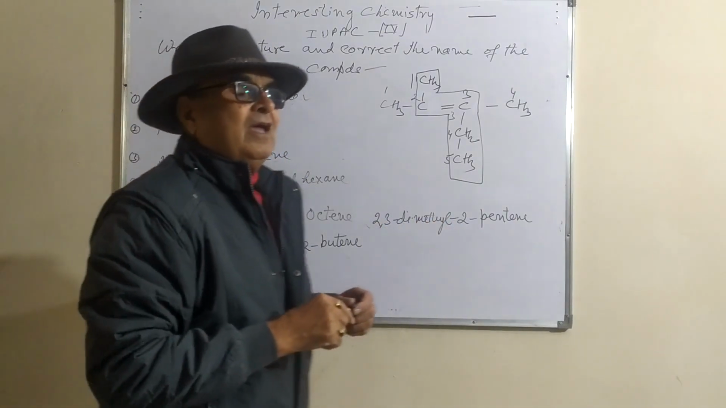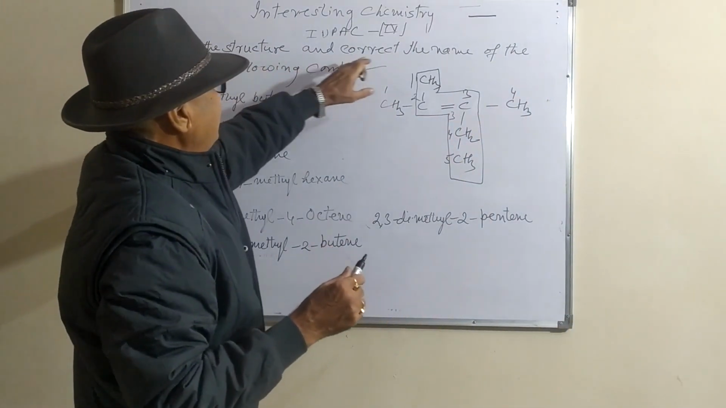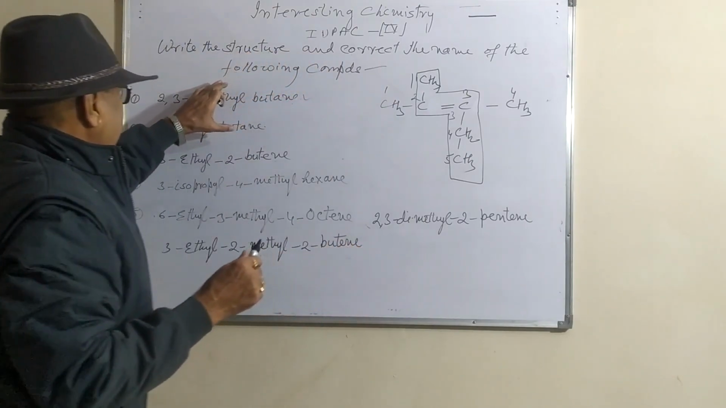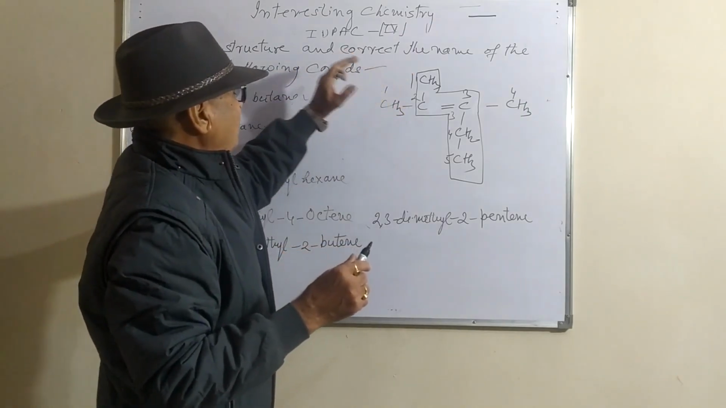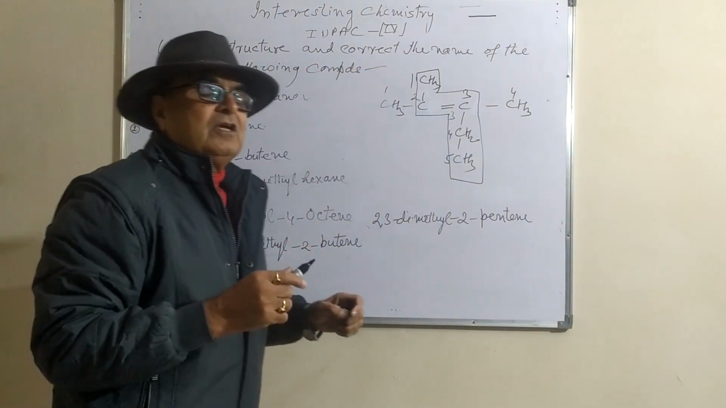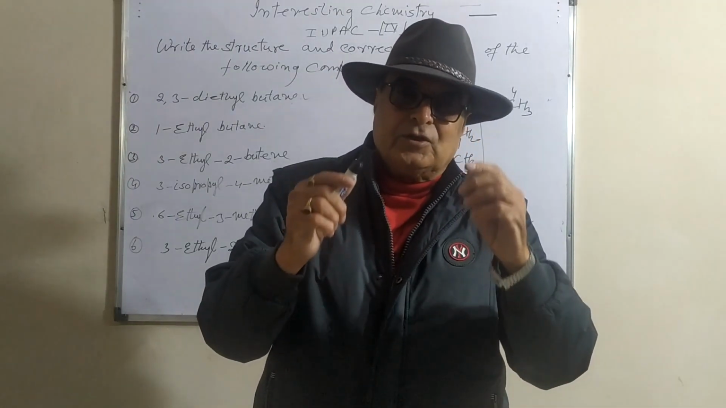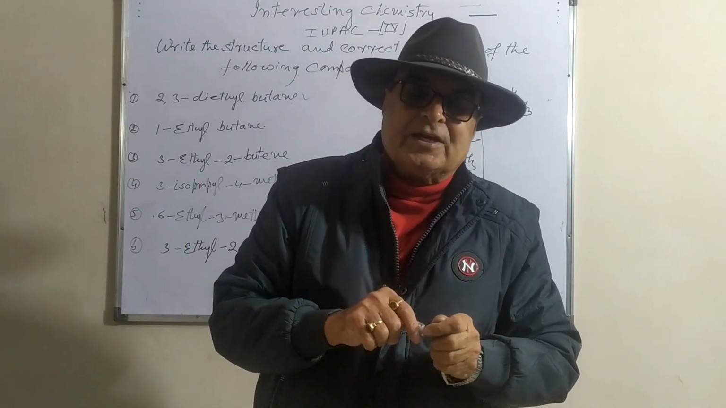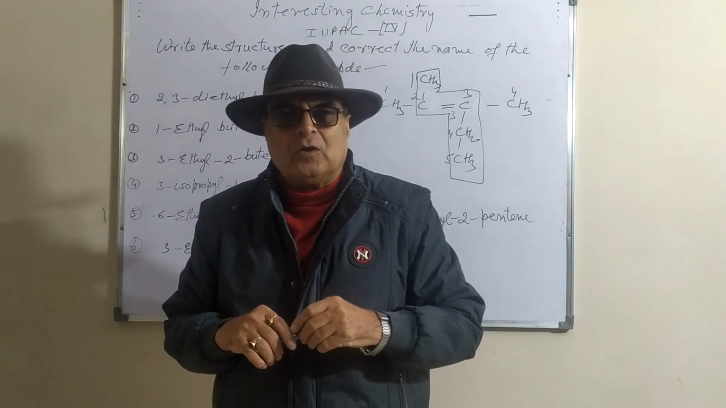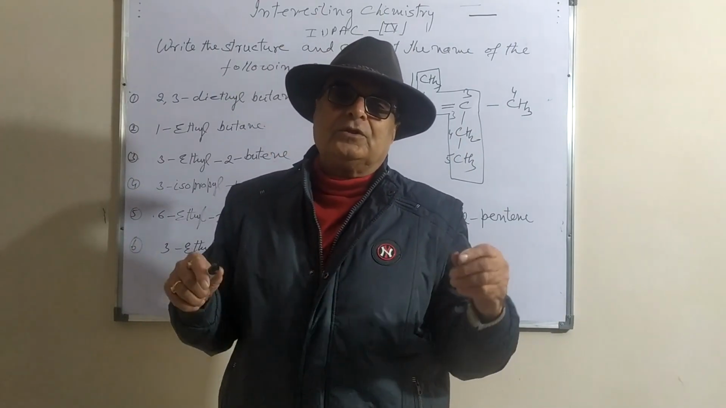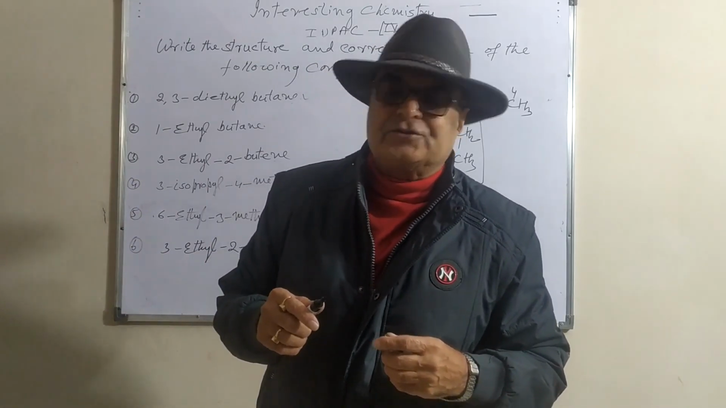Now I have told you the structure and the name. All these names were given wrong, and I have corrected all the names in this way. So I think you understood it; try to repeat it again and understand all the rules and regulations of the IUPAC system. Now I am proceeding to the 3rd type of hydrocarbon, which is alkynes.